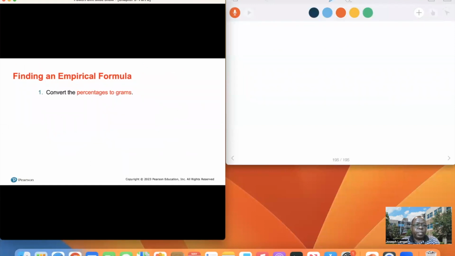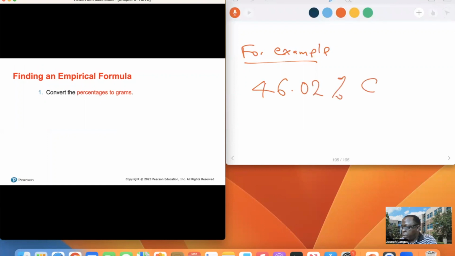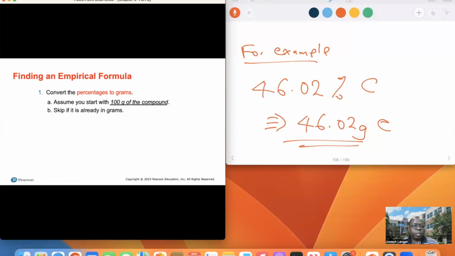So if you are given the percentages, assume they are just grams. In other words, for example, if it is 46.02% carbon, this is the same as 46.02 grams of carbon. Whatever percent you are given, convert the percentages to grams. It's just assuming. Technically, there is no calculation. Whatever numerical value you see for percent is just the numerical value for grams, and so on. Assume you have 100 grams of the compound, always assume.